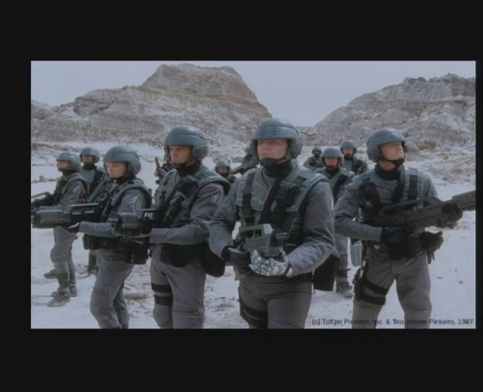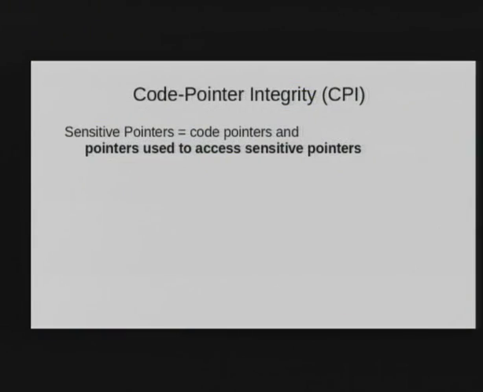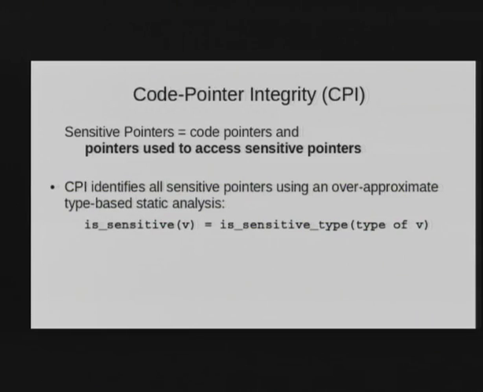So building on top of code pointer separation, we introduced code pointer integrity as well. The set of sensitive pointers that we are protecting is now no longer just the code pointers, but code pointers and pointers used to access sensitive pointers. So this is basically a transitive closure on all the pointers that are used to directly or indirectly access any code pointer. Again, we rely on identifying sensitive pointers using an over-approximate type-based analysis.